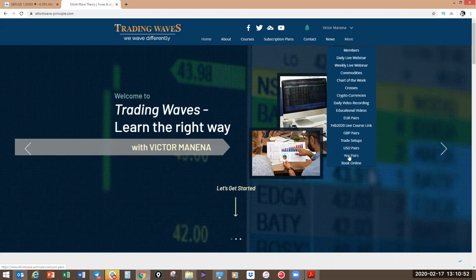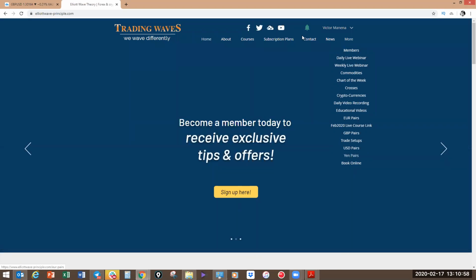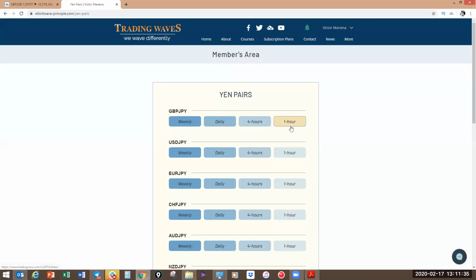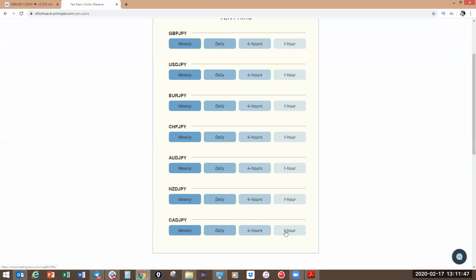Yen pairs. Let's go to the yen pairs. Let's look at CAD yen. I will do a small video and attach it on the site on how to use the site and how to use the wave counts as well.